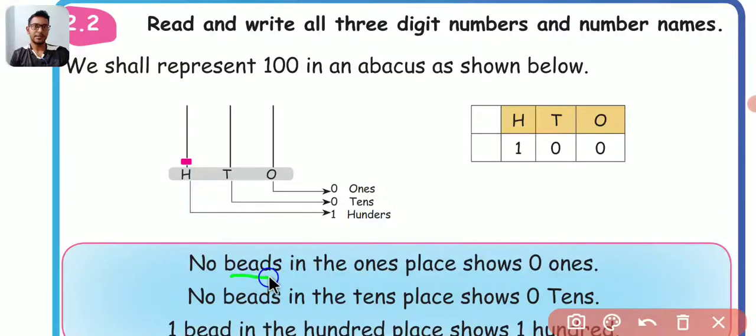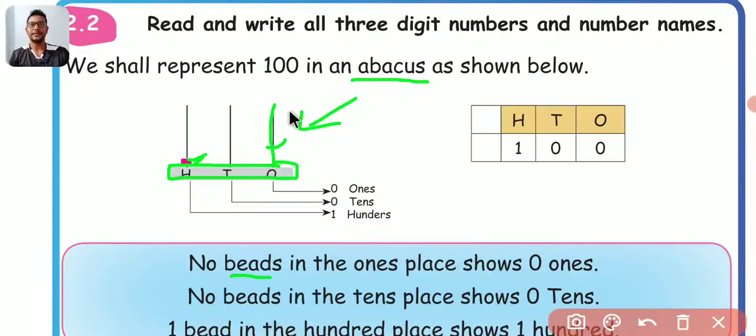Beads means the smallest things. This is called beads. You see this is called a rod, and you see this is called a frame. In the frame, it consists of rods and beads. That object is called what? Abacus. Okay, this is called abacus.